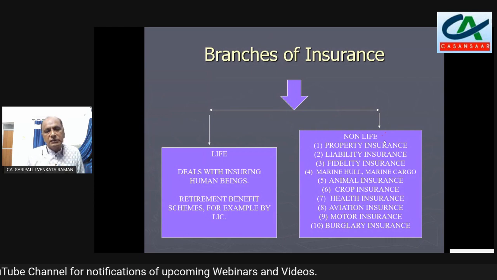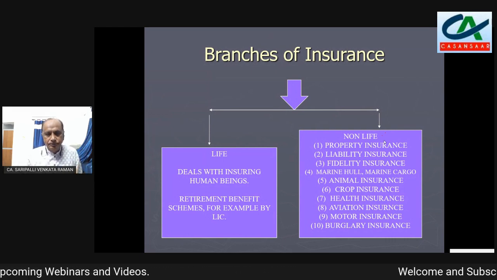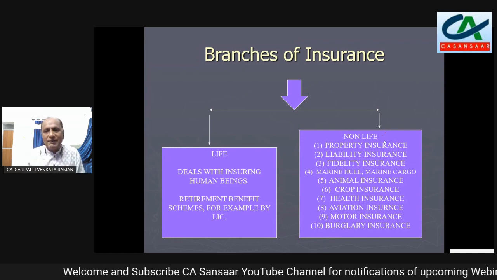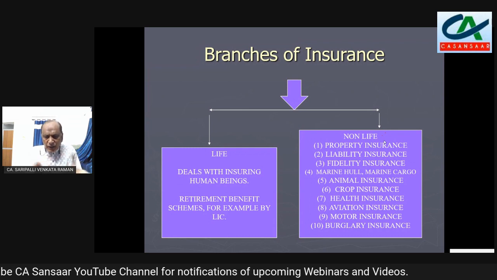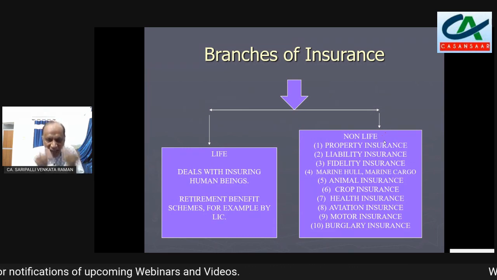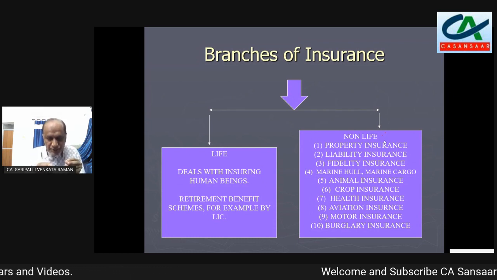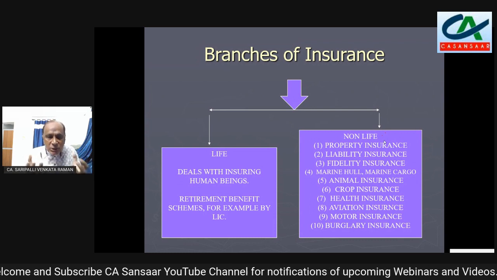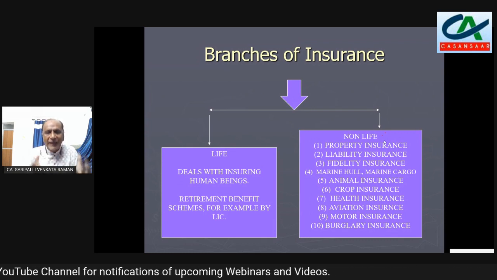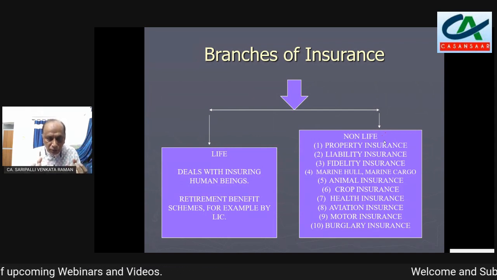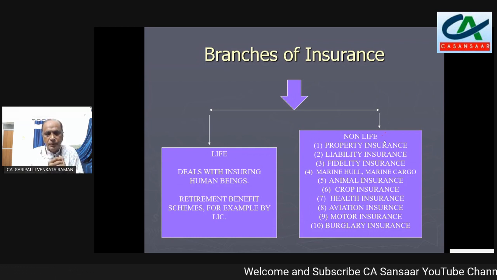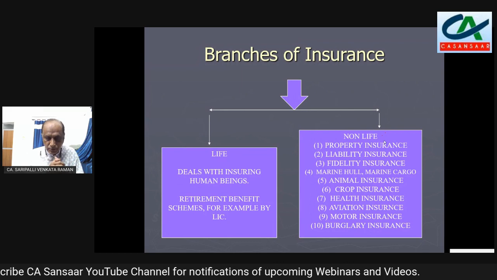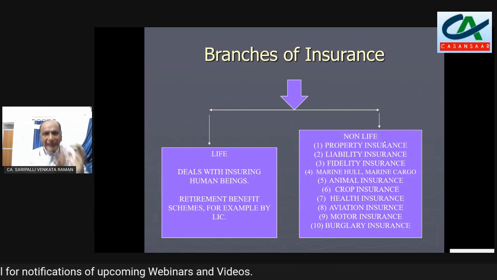Now, there are two branches of insurance. One is dealing with life, and the second one is dealing with non-life. Just for clarity, I want to explain: life means if you are taking a life insurance with any insurance company, either LIC or any other private insurance company, it is dealing with the insuring of human beings. And if somebody has taken a retirement benefit policy or scheme offered by LIC or any other private life insurance company, that also comes under the life sector of insurance.